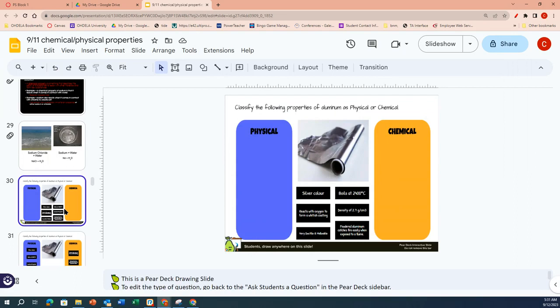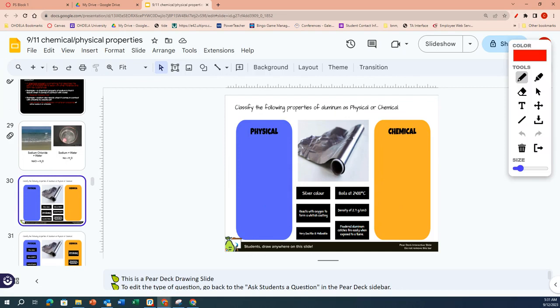So let's classify aluminum as physical or chemical. Remember, physical is things that talk about its color. It boils at 2400 degrees Celsius. That is a physical property because remember, phase changes are part of physical; it's still melted or liquid aluminum at a very high temperature. Density is also 2.7 grams per centimeter cubed. That is a physical property.